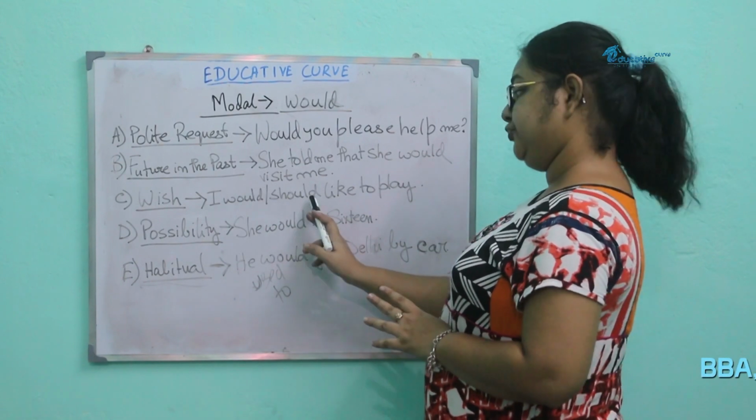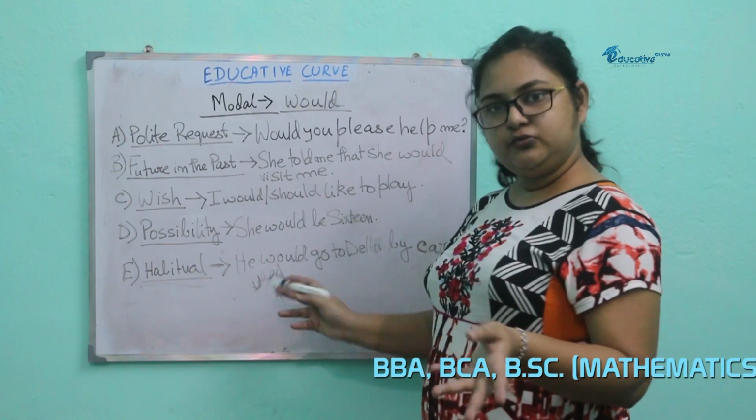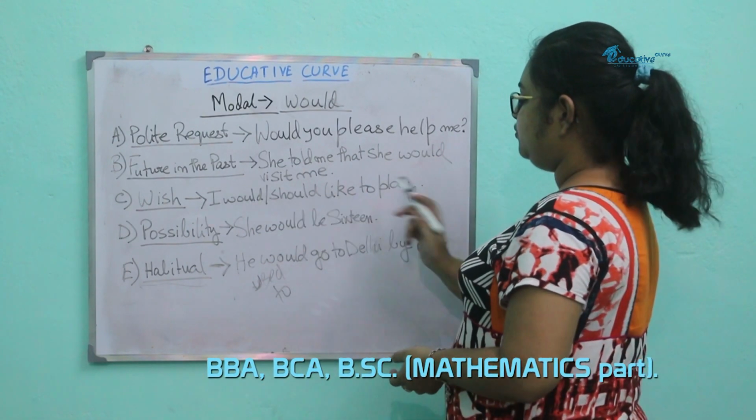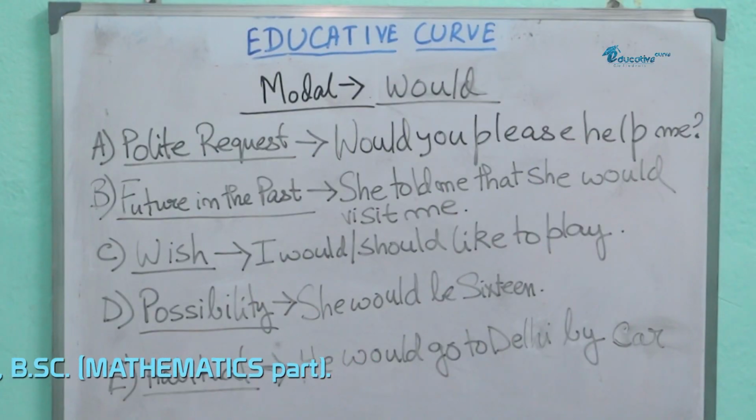Now wish. I would or should like to play. Here we can use should or would. Anyone would do. I would like to play. That means I wish to play. It is my wish to play.